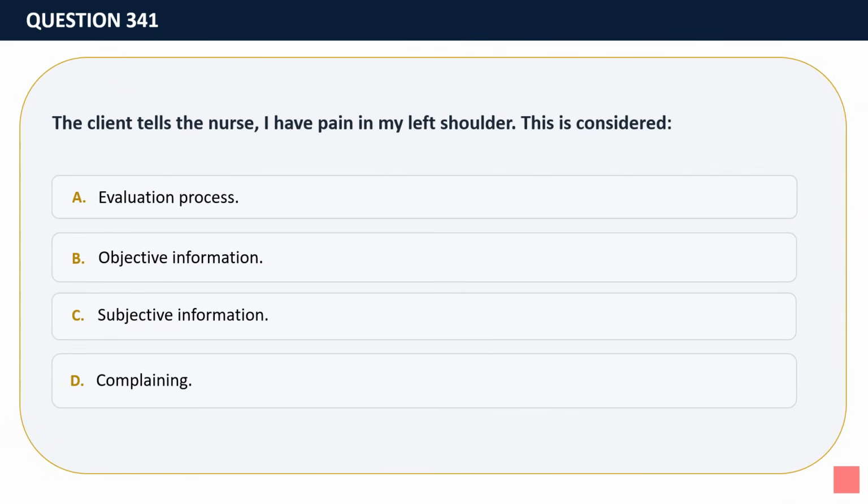Question 341. The client tells the nurse, "I have pain in my left shoulder." This is considered: A. Evaluation process. B. Objective information. C. Subjective information. D. Complaining.